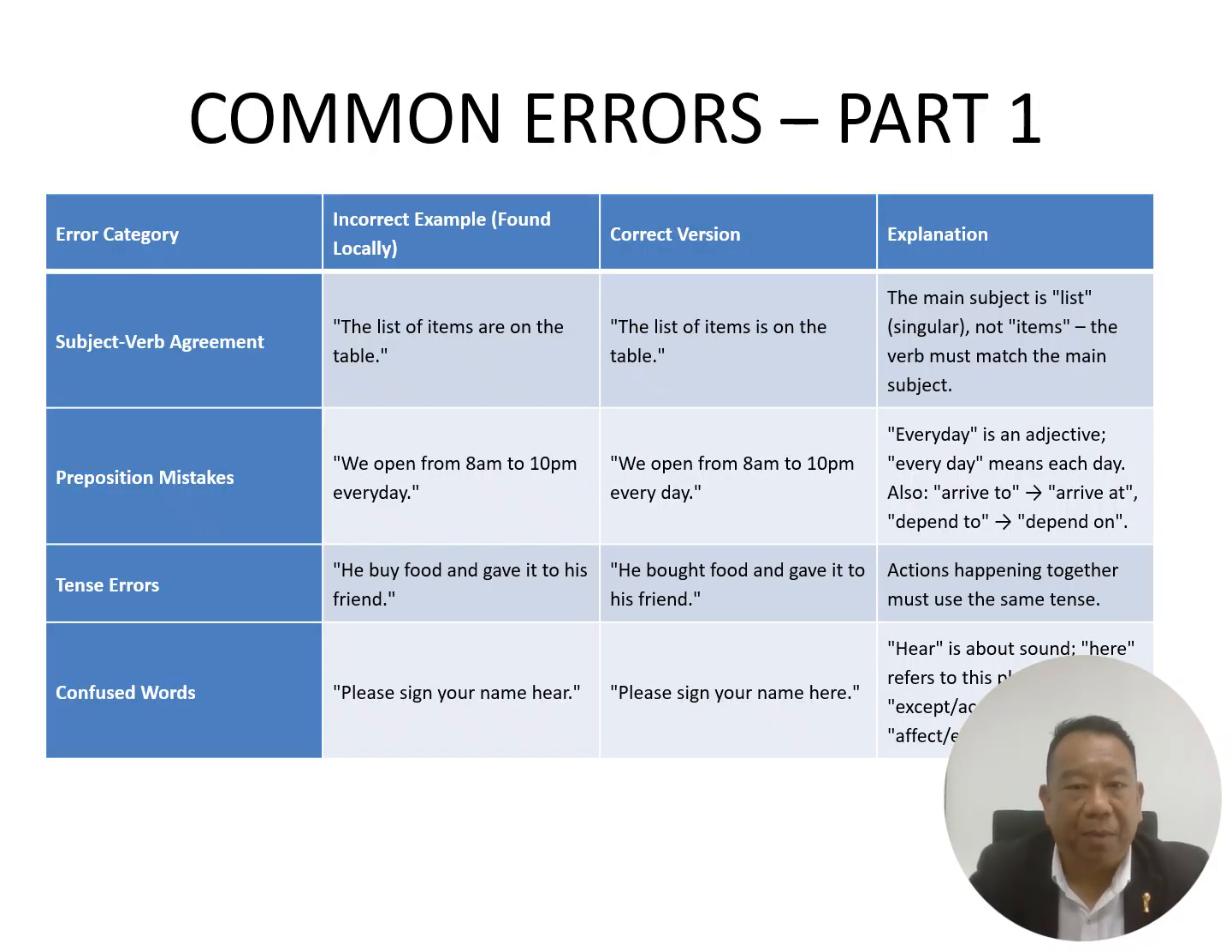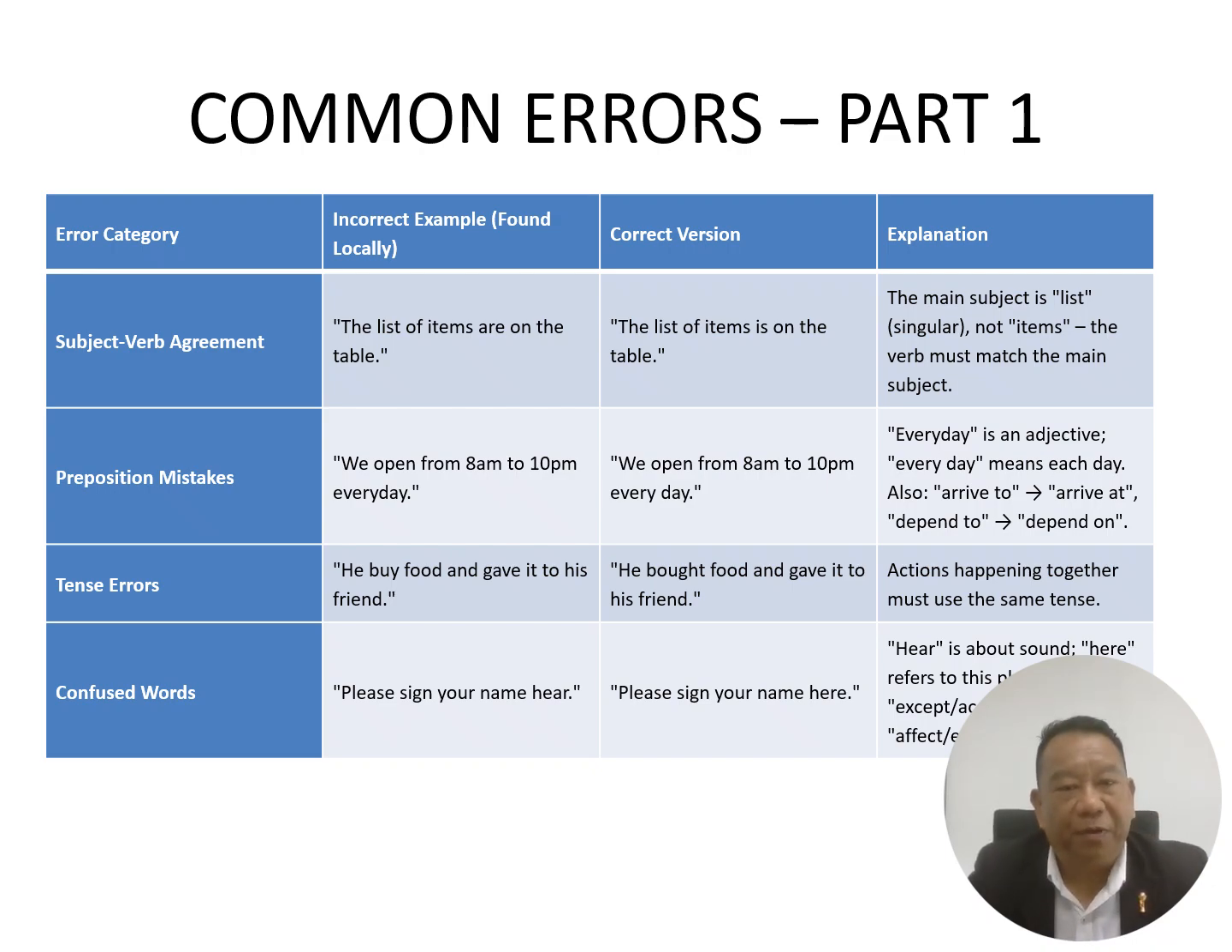The common errors, part 1. Here you can find the error category, incorrect example, correct version, and explanation. Number 1 is subject-verb agreement. The incorrect example is "The list of items are on the table." The correct version is "The list of items is on the table." The main subject is list, which is singular, not items. The verb must match the main subject.